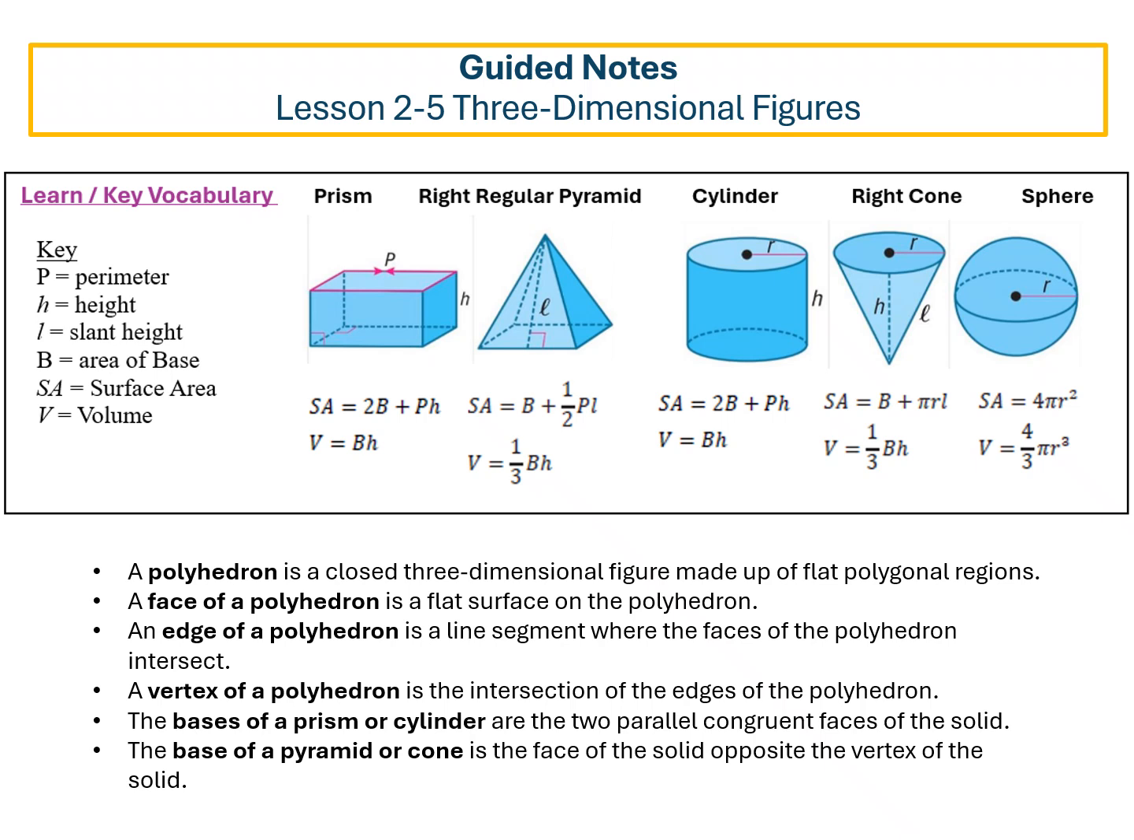The P for perimeter actually is referring to the capital P. When you say a capital P, it's the perimeter of the base of a three-dimensional figure. The small h is the height. The L, the cursive L, is the slant height. The capital B is area of base. SA is surface area, and V stands for volume.